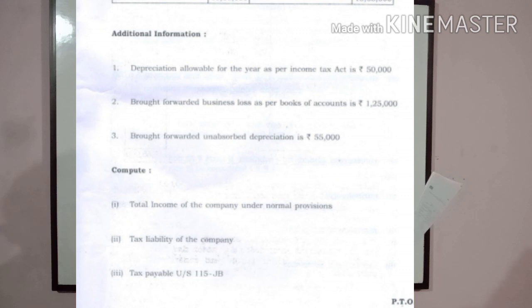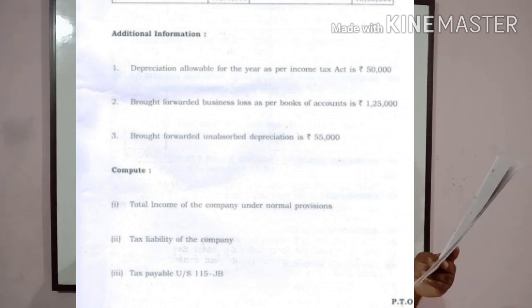Additional information: depreciation allowable for the year as per income tax is 50,000. Brought forward business losses as per books of accounts is 1,25,000. Brought forward unabsorbed depreciation is 55,000. Compute the total income of the company under the normal provisions, the tax liability of the company, and the tax payable under section 115JB. All these three should be calculated.